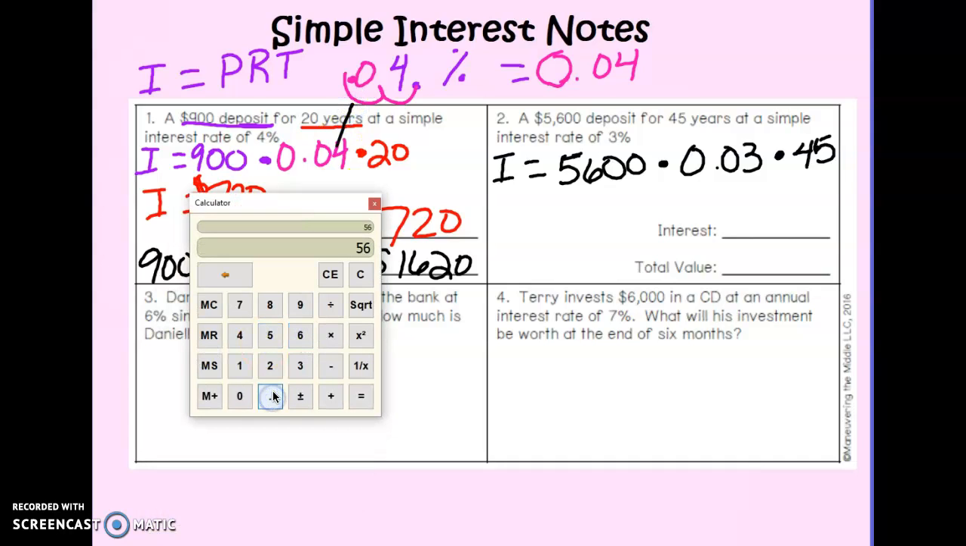So 5,600 times 3% times 45. The interest is $7,560.